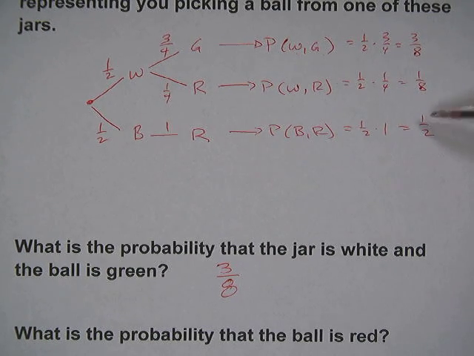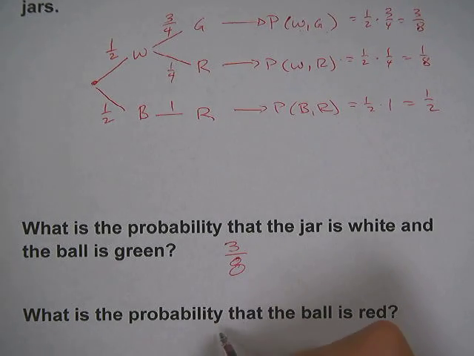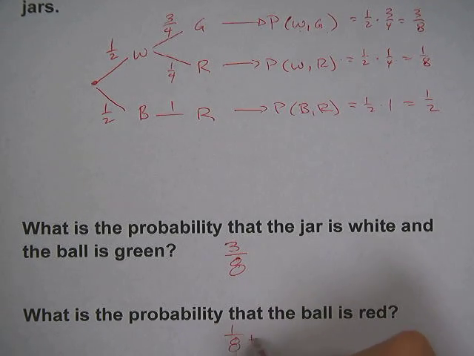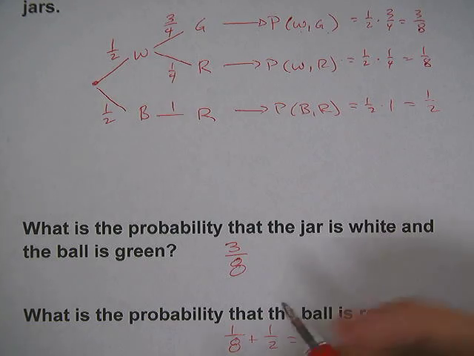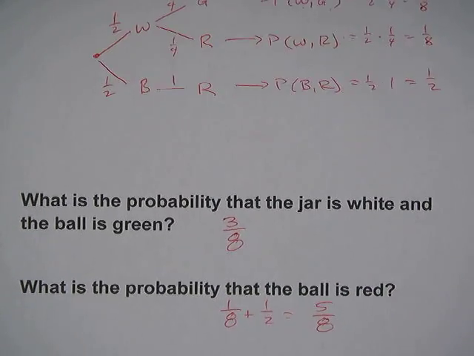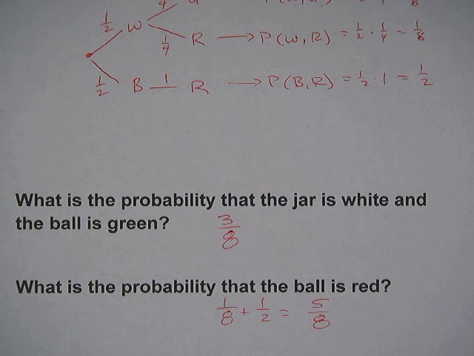Now, what about this one? What's the probability that the ball is red? Well, we have a situation here where the ball is red and the ball is red here. So this is 1/8 and this is 1/2. So the way we figure that out is we simply add those fractions. If you add those fractions, we end up getting 5/8.